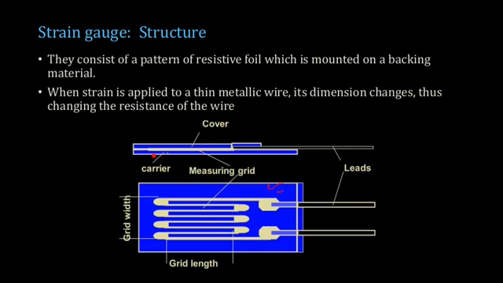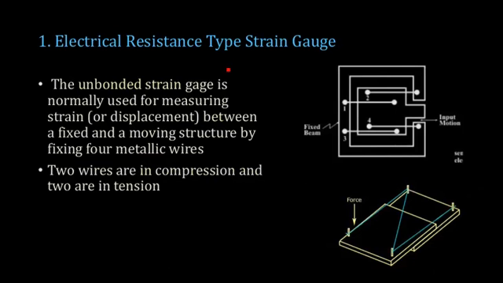So here you can see that this is a thin center portion where your measuring grid is connected and your leads are also provided. So once you apply the strain, the material will be under pressure and the dimension changes and the resistance varies, and the change in resistance can be measured. Now there are two types of strain gauges. One is electrical resistance type strain gauge and the other one is semiconductor type strain gauge.